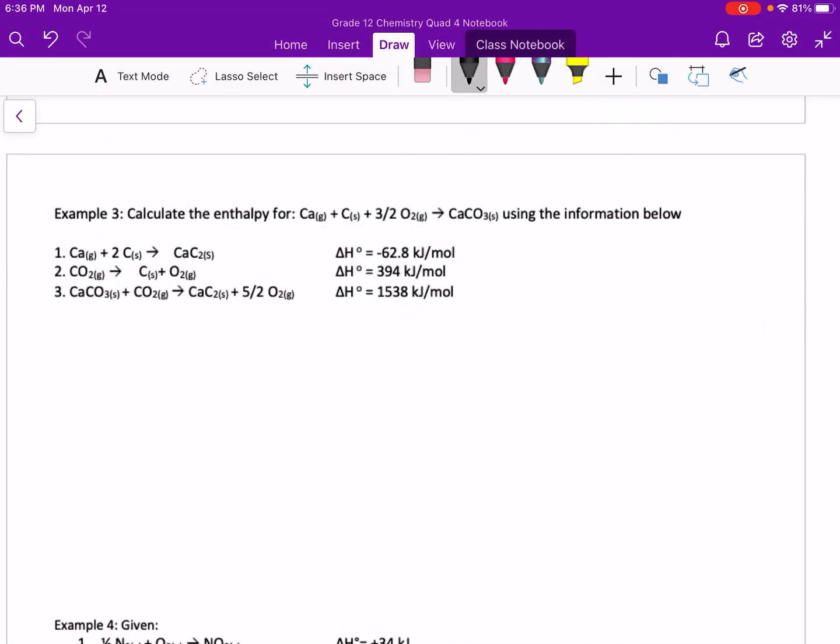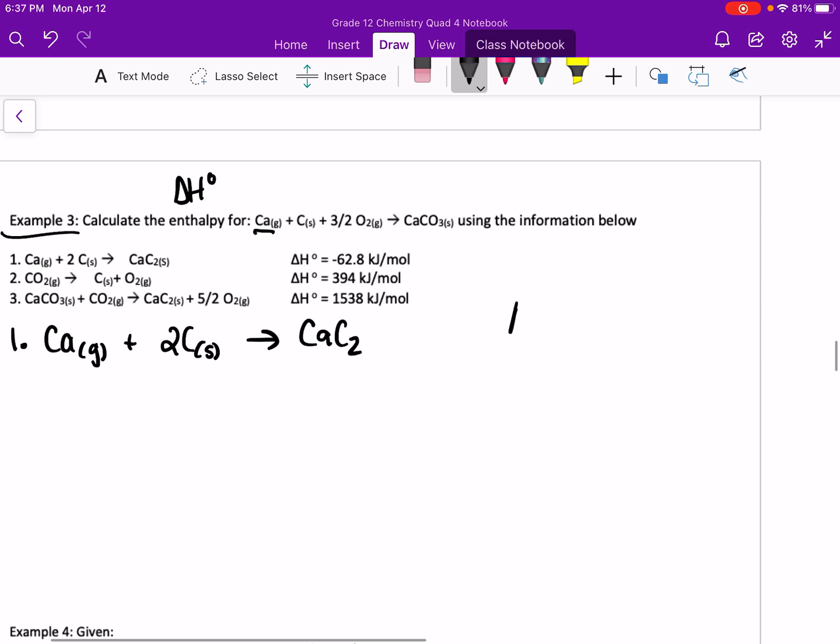All right, we're going to work on example number 3 with Hess's law. This is our target equation that we need to find the delta enthalpy for, and these three here are our reference equations. We can see that calcium gas is what we want to start with, so I'm going to go ahead and keep my first reference equation the same. So number 1, we have calcium gas plus 2 carbon solid goes to calcium carbide, and I'm going to keep the delta H the same, negative 62.8 kilojoules per mole.